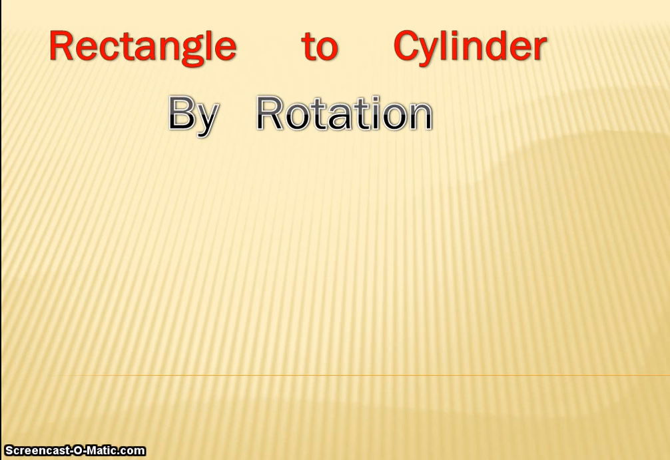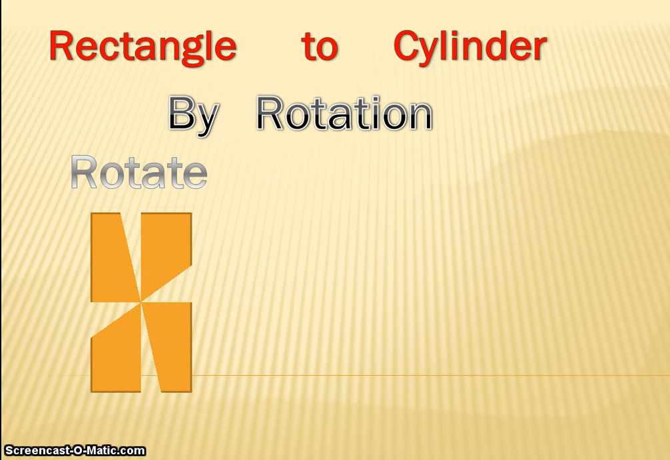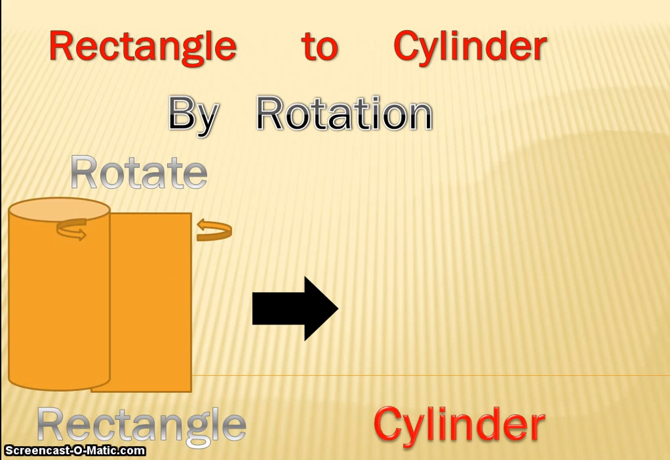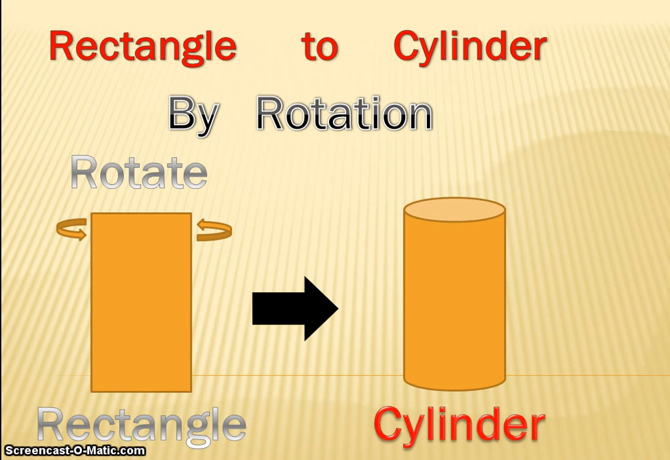First figure we're going to look at is how to change a rectangle into a cylinder by rotation. To rotate a rectangle over and over again, it will start to look like the 3D figure cylinder. So as you rotate a rectangle around and around, you'll start to see a cylinder. And that's a 3D figure that we're about to start talking about.